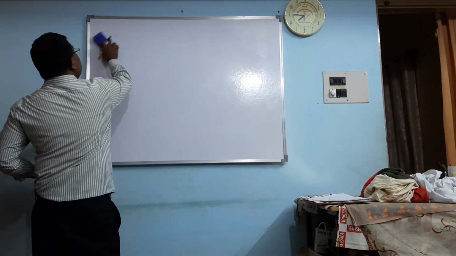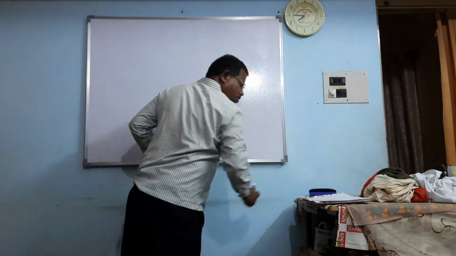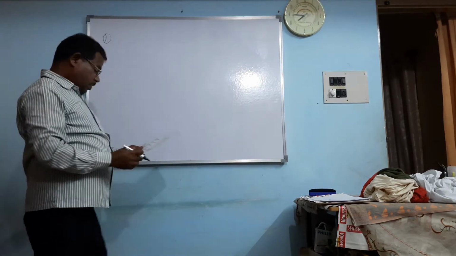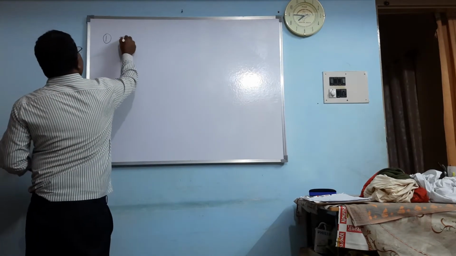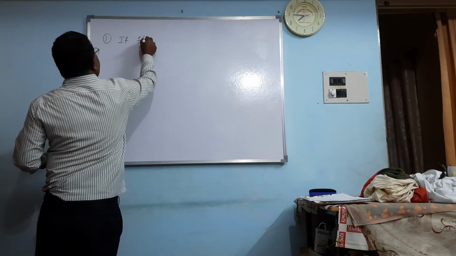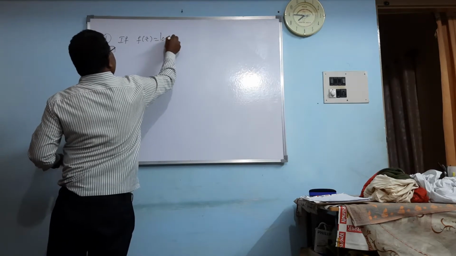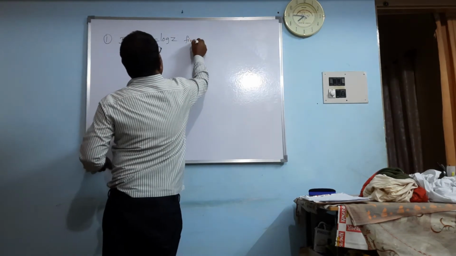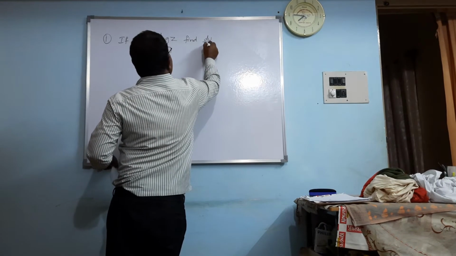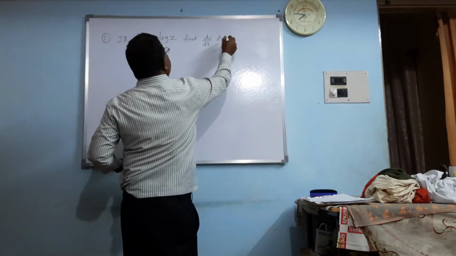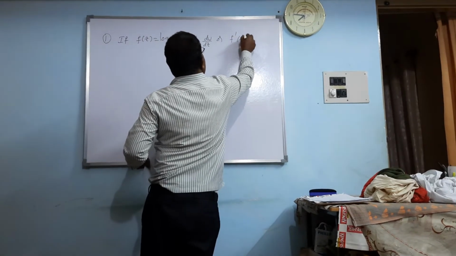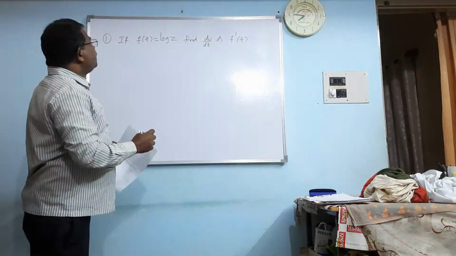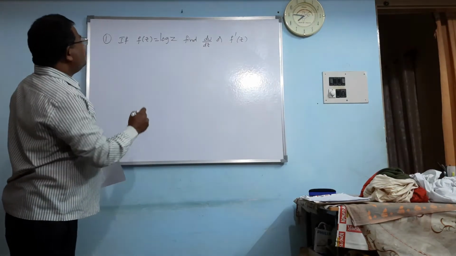Let us take a second problem in this method. Problem number 1: if f of z equals log z, find the derivative dw by dz, or f dash z. Already I have done one problem of this type. Next, let us solve the problem.